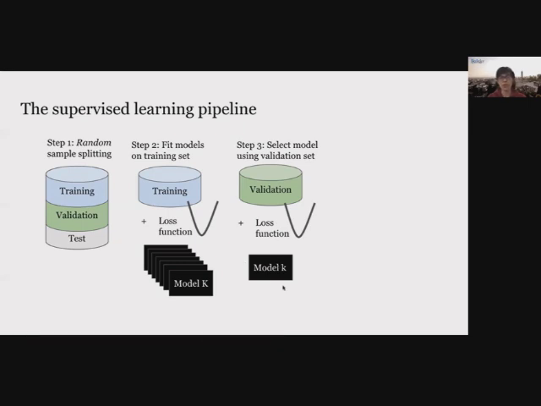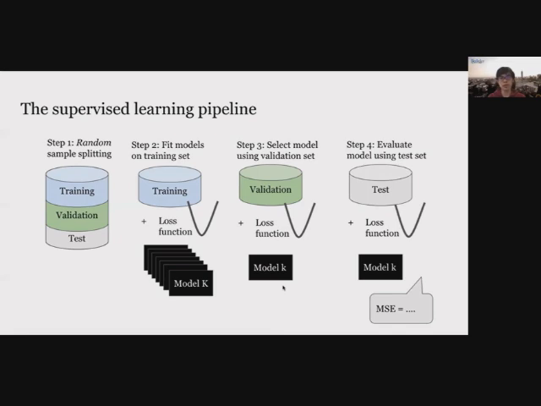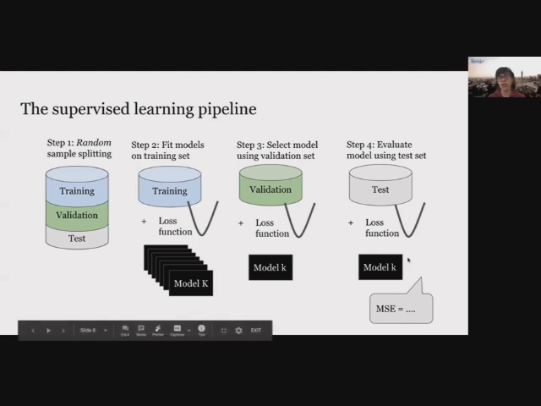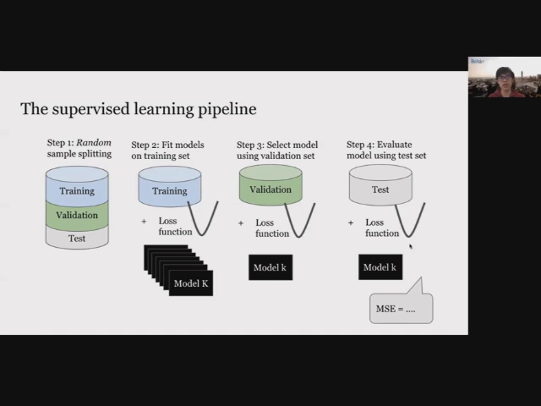Now after we select the model, this is the model that we pick, and we can then test the final performance of this model on the test set, again using the same loss function. Depending on the loss function that we use, we're going to get some performance metrics. If you're using the squared error loss, we're going to get the MSE. And if you're a data scientist working for some company or even in academia, this is the number that we report to our boss. Okay, so this is the standard supervised learning pipeline.